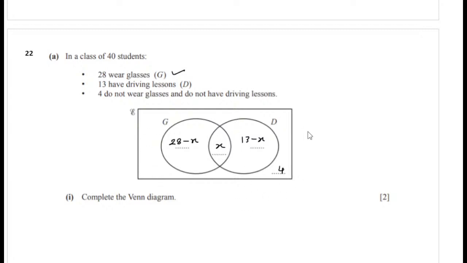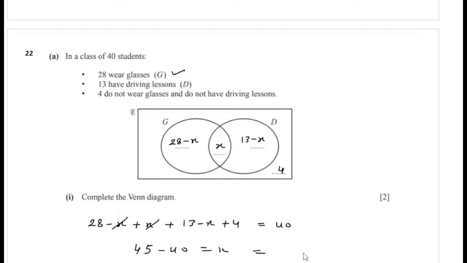Now the sum of all these is going to be 40. So 28 minus x plus 13 minus x plus 4, this whole equals 40. Now you simplify this equation and get the value of x. So the 2x will cancel. 28 plus 13 plus 4 is 45, and 45 minus 40 is equal to x.